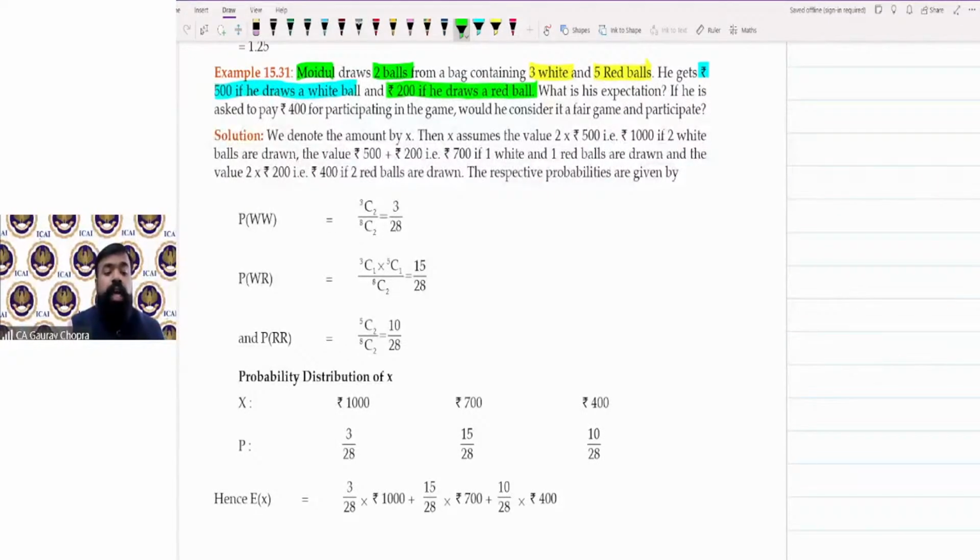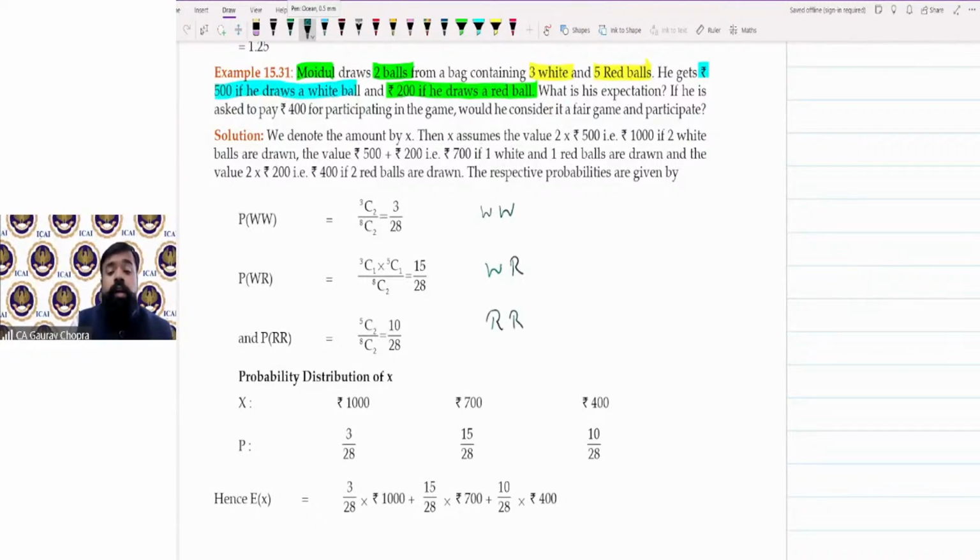And if he is asked to pay rupees 400 for participating in the game, would he consider it a fair game and participate or not? Okay, so let's calculate. So what possibilities are there? The possibilities are that Moidul gets both the white balls, or one ball is white and the other is red, or both the balls are red.